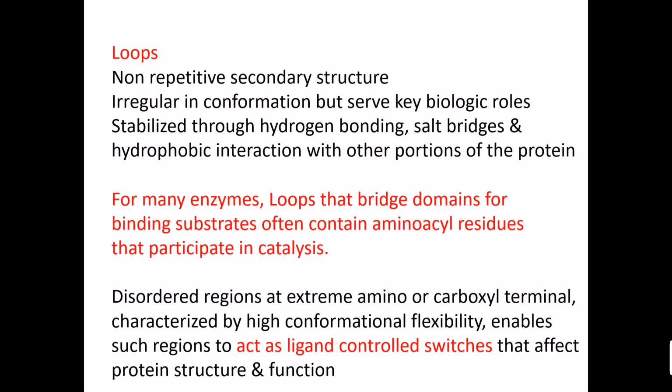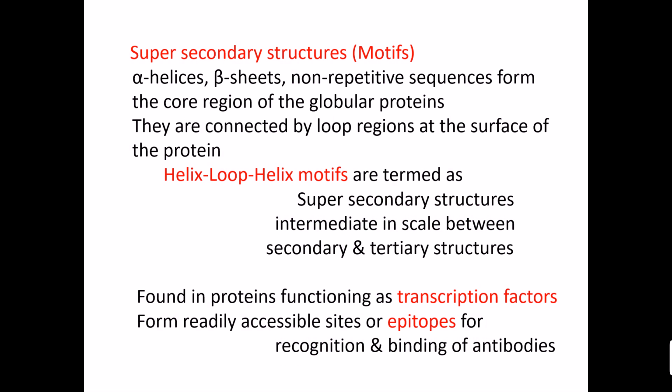Now super secondary structure, which is known as motif. Alpha helices, beta sheets, and non-repetitive sequences form the core region of globular proteins. They are connected by loop regions at the surface of the protein. The most common is the helix-loop-helix motif, which is intermediate in scale between secondary and tertiary structure. These are found in transcription factors and in readily accessible sites, or epitopes, for recognition and binding of antibodies.